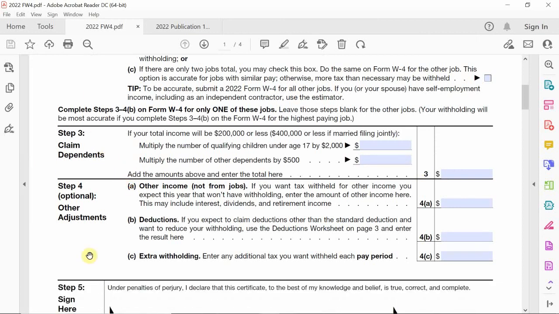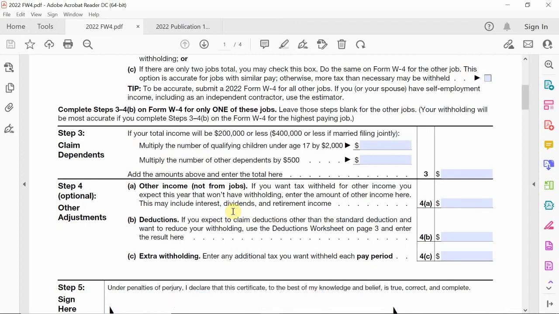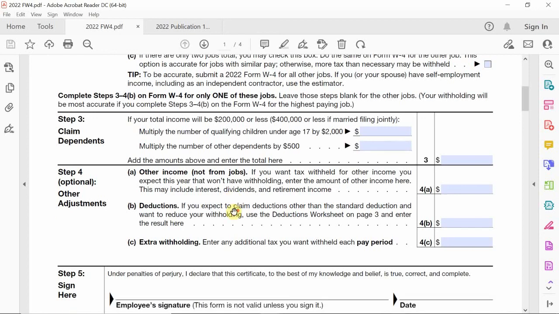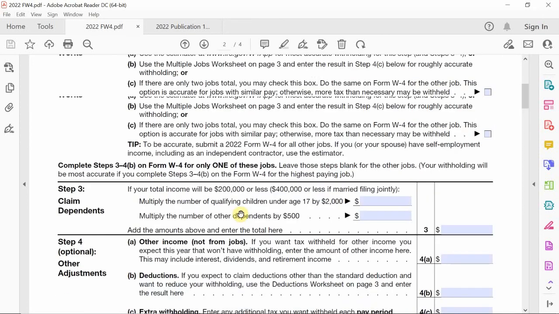And then of course the last section is going to include any other income. So if you own stock, you have to report it. Okay? If you have any other deductions, such as if you want to claim your house, that's where this section is here. Okay? Any other extra deductions. So if you want to claim your house, claim your house. Okay? And that is the new W-4 for you.